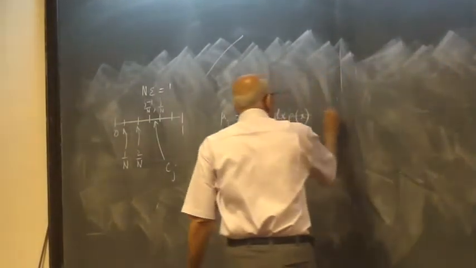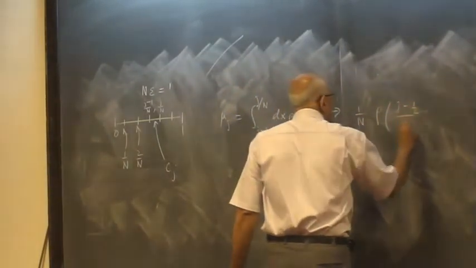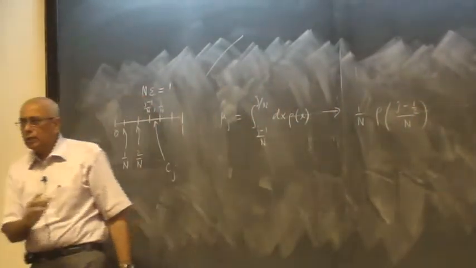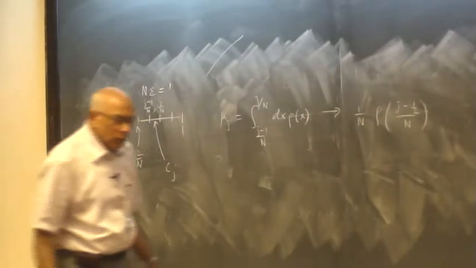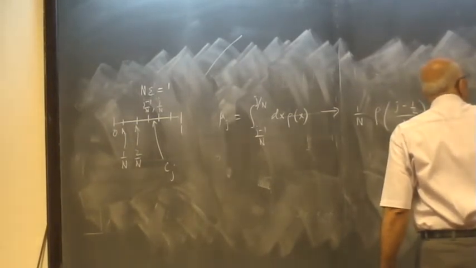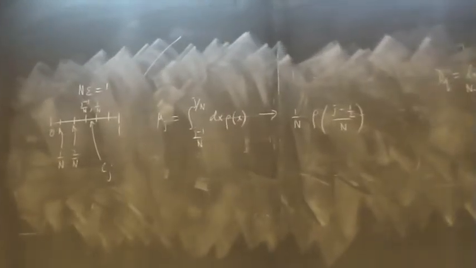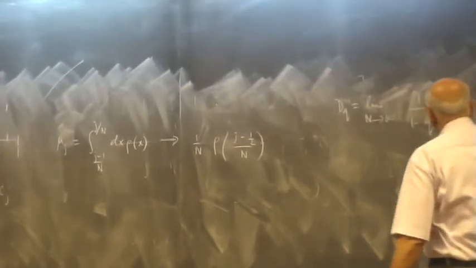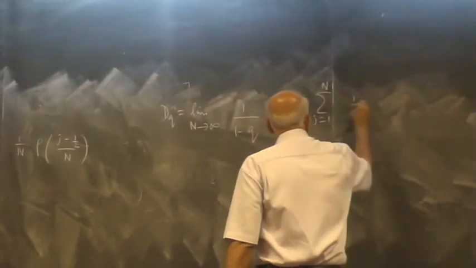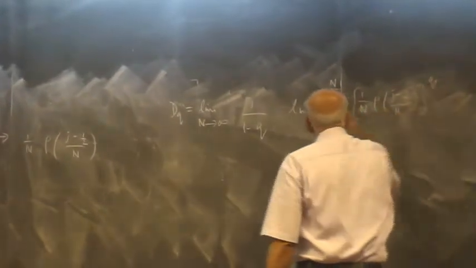So what does this measure become? This goes to the size of this interval, which is 1 over n, times rho of the midpoint of the interval, (j minus half) over n. If n is large enough, this is the meaning of integration. Now, let's calculate what this D_q does. D_q is equal to the limit as n goes to infinity, because epsilon is 1 over n, of 1 over (1 minus q), log of the summation from j equal to 1 to n of this measure raised to the power q, so (1 over n) rho of (j minus half) over n, raised to the power q, all over log n.